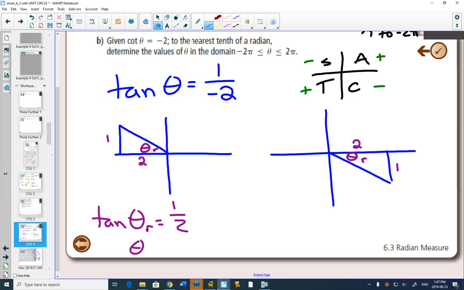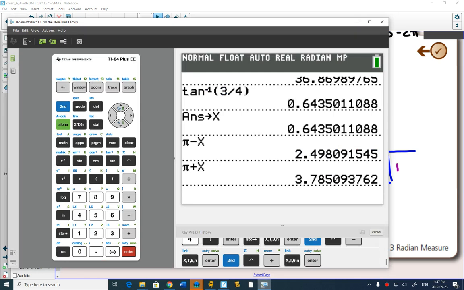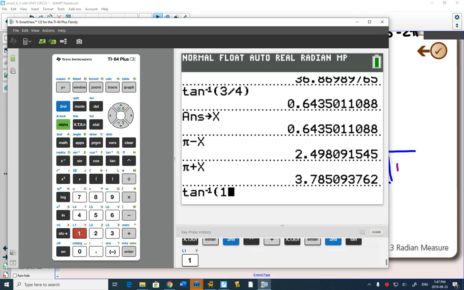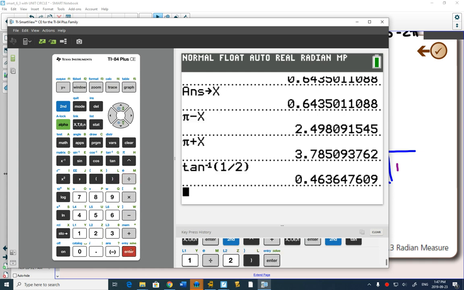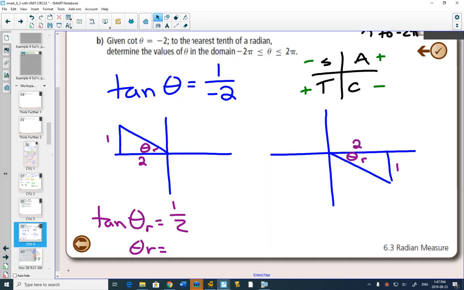Go to our calculator. Again, we're in radians, so we make sure our calculator is set in radians. And we can go tan inverse 1 divided by 2. Reference angle of 0.464. If that's my reference angle, I need to find all the values of theta between -2 pi and 2 pi.